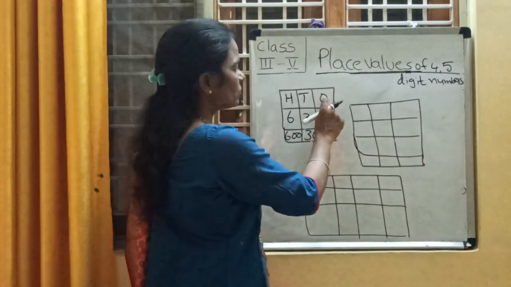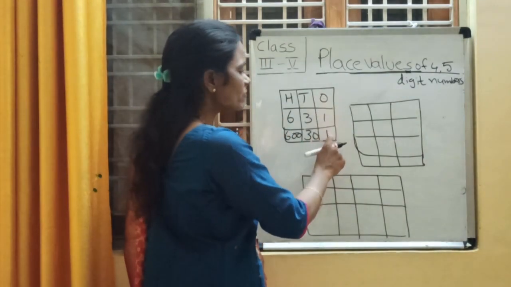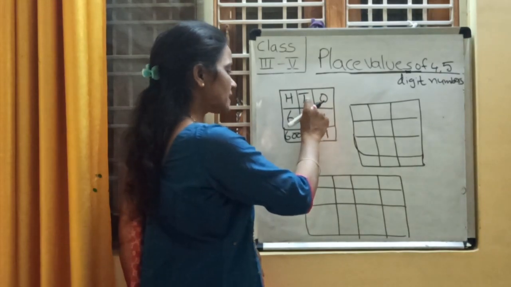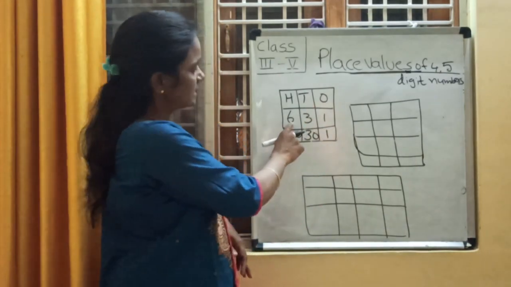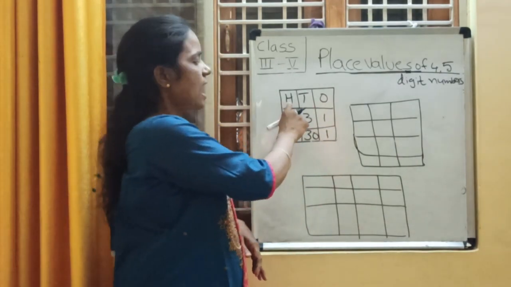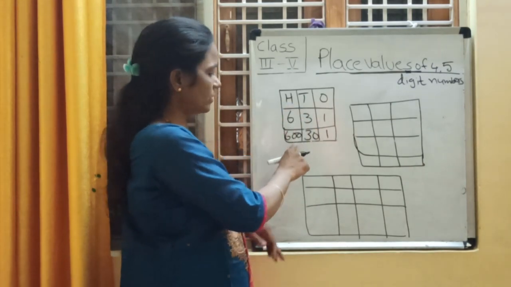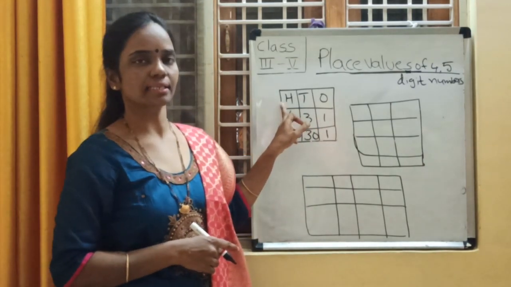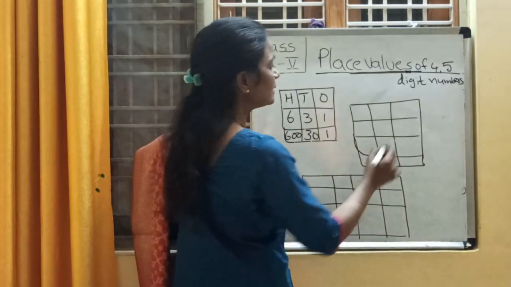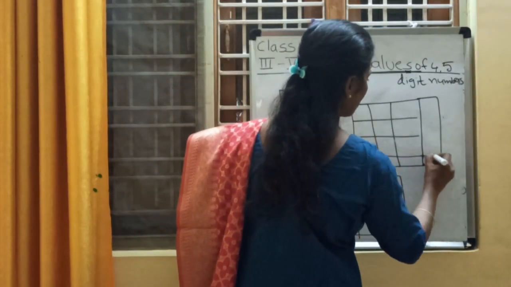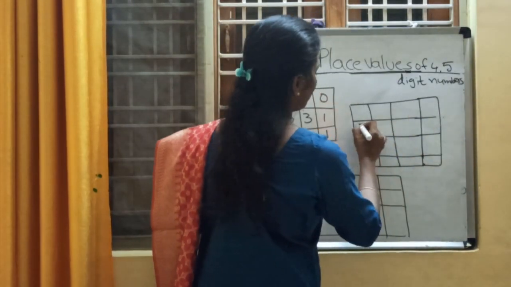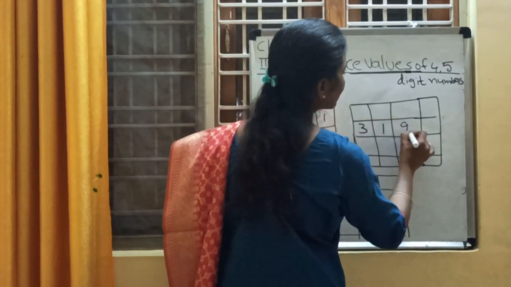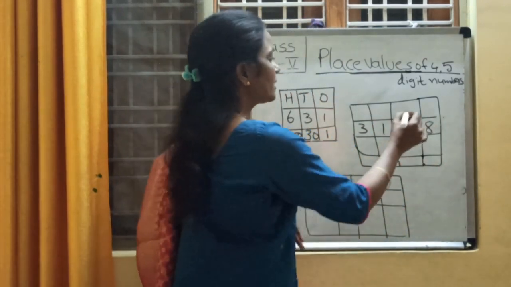Ones place value is 1, 1 is in ones place. 3 is in tens place. 3's place value is 30. 6 is in hundreds place. 6's place value is 600. Next take a 4-digit number. 3198. Write down the places.